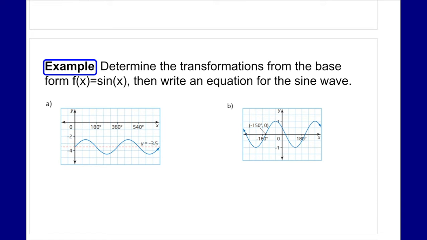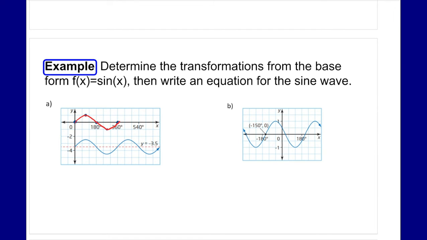The next example, now we're going to determine the transformations from that base form and then write an equation. So sometimes it's helpful if we get, again, an understanding of what the base form should look like. So if we need to draw it in, we can. So 0, 0, 90, 1, 180, 0, 270, negative 1, and 360, and 0. So this is our general form. I'll actually do it in red, make it a little different.